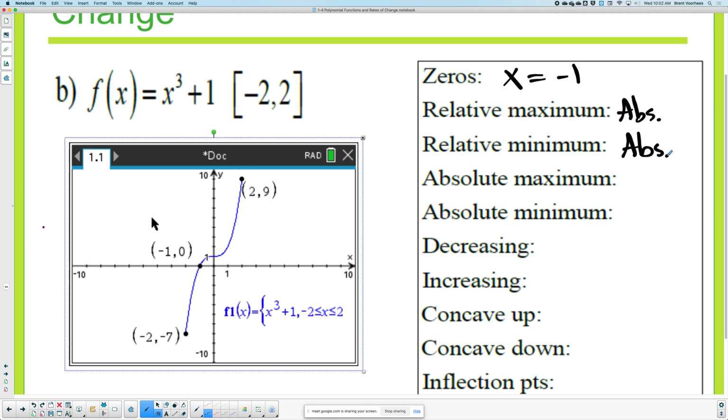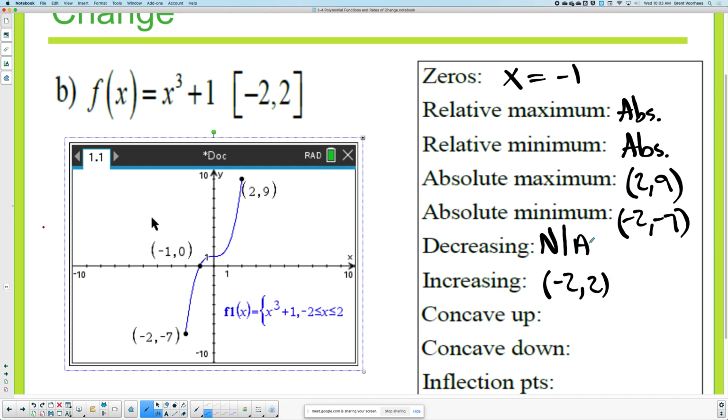Absolute maximum. What do we put for that? 2, 9. Absolute minimum. -2, -7. Good. Is the graph decreasing? No. Never. It's strictly increasing. Where's it increase from? -2 to +2. Oh, I forgot to do N/A.